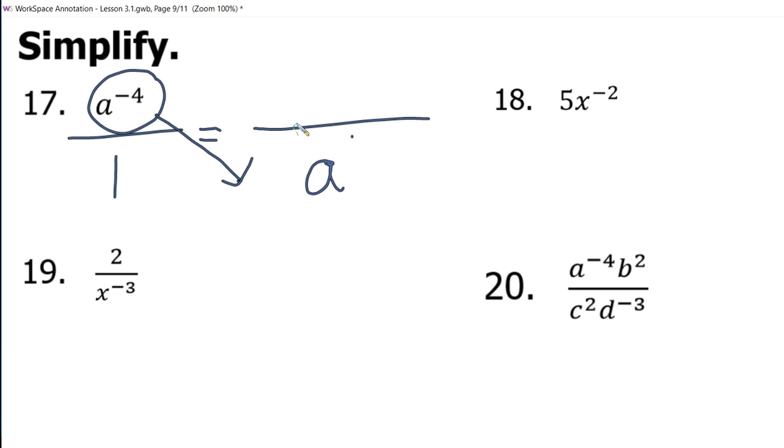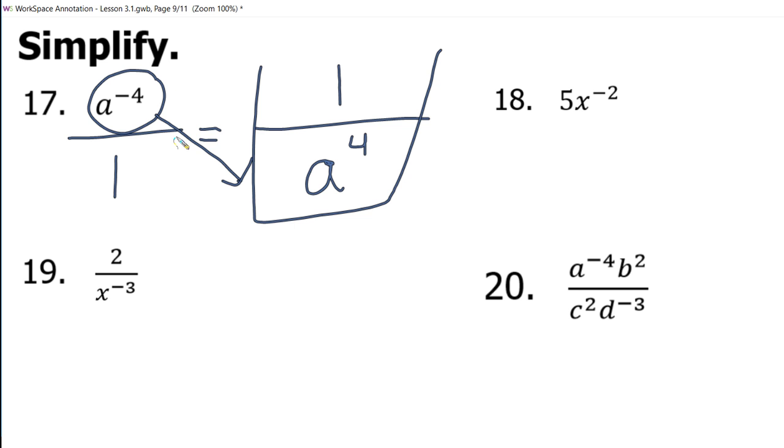What do I put in the hole at the top? A 1. So the answer is 1 over a to the 4th. And that's the final answer because I no longer have a negative exponent in the answer. So if you have a negative exponent, send it to the other side, and you change the sign.